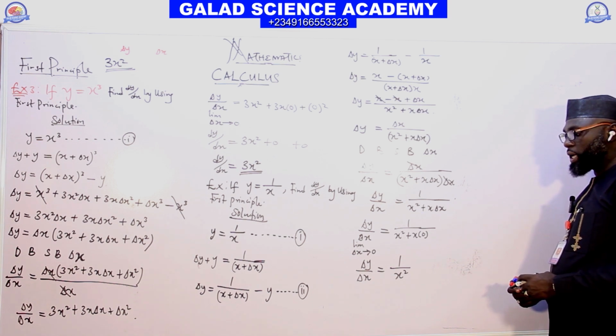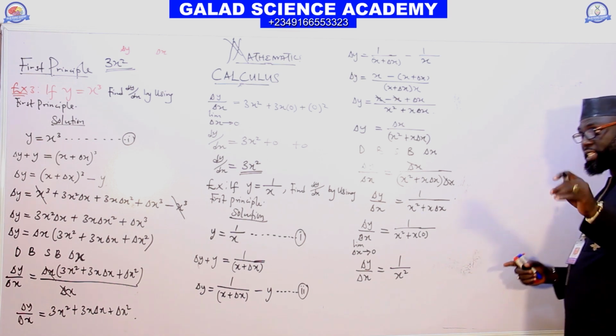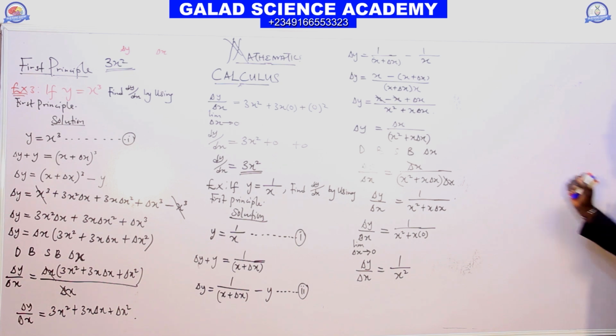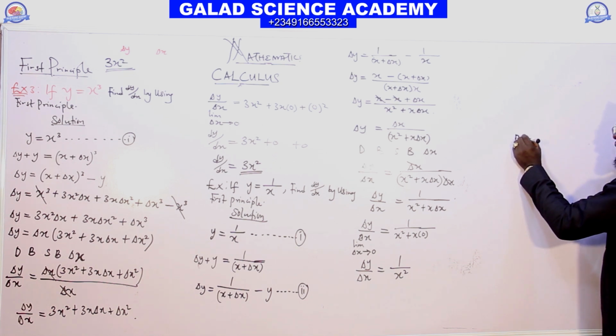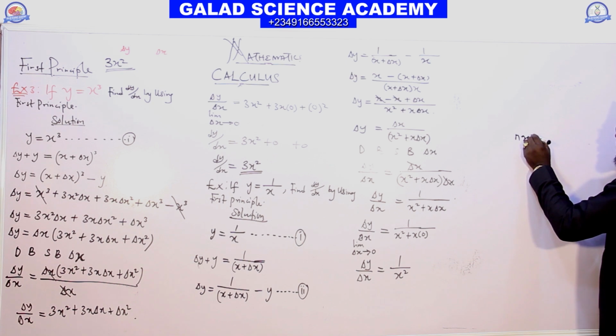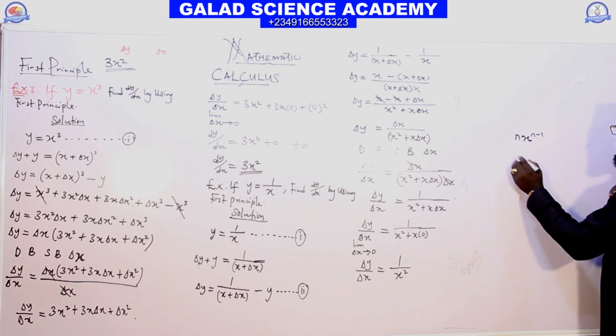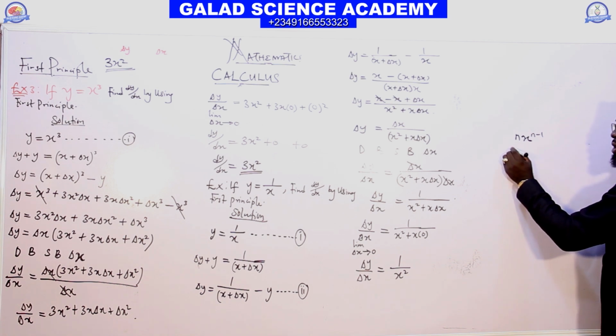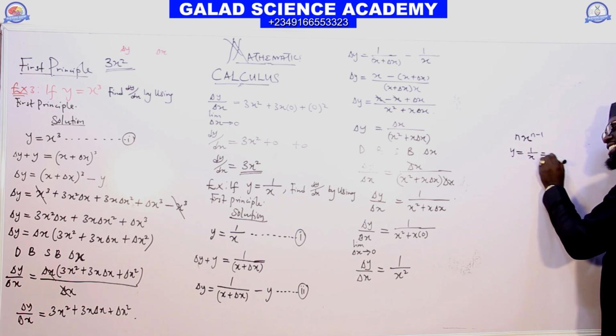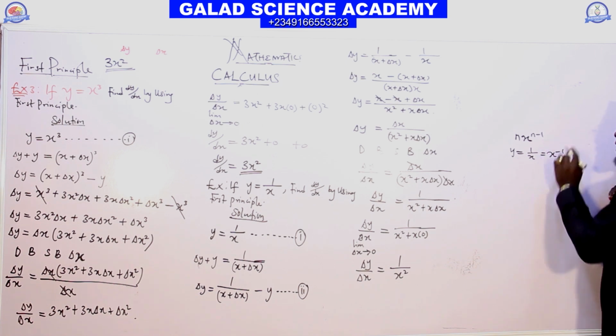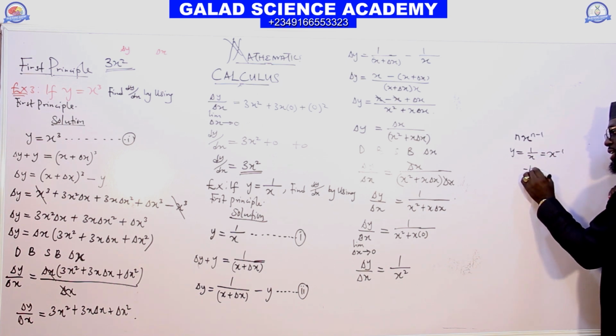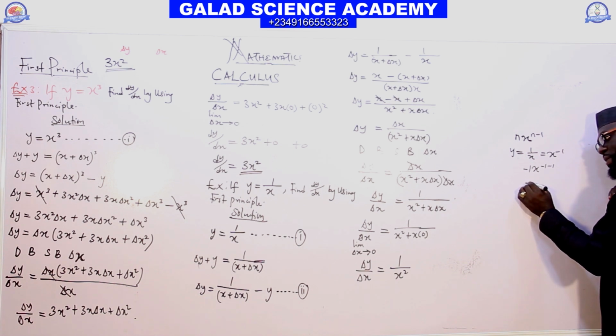So by solving it with the general formula method, nx to the n minus 1. We are given y equal to 1 over x, which is written as x to the minus 1. By applying the formula, we have minus 1 times x to the minus 1 minus 1. You now have minus x to the minus 2.